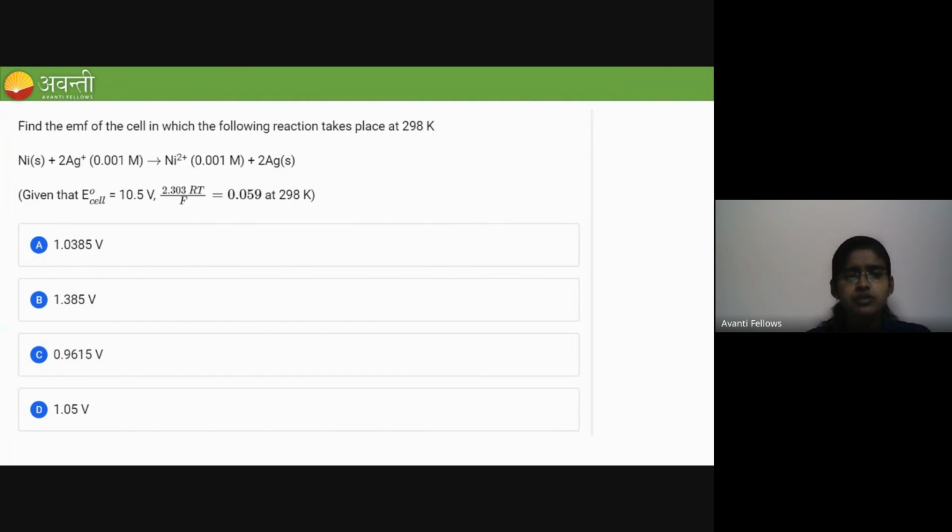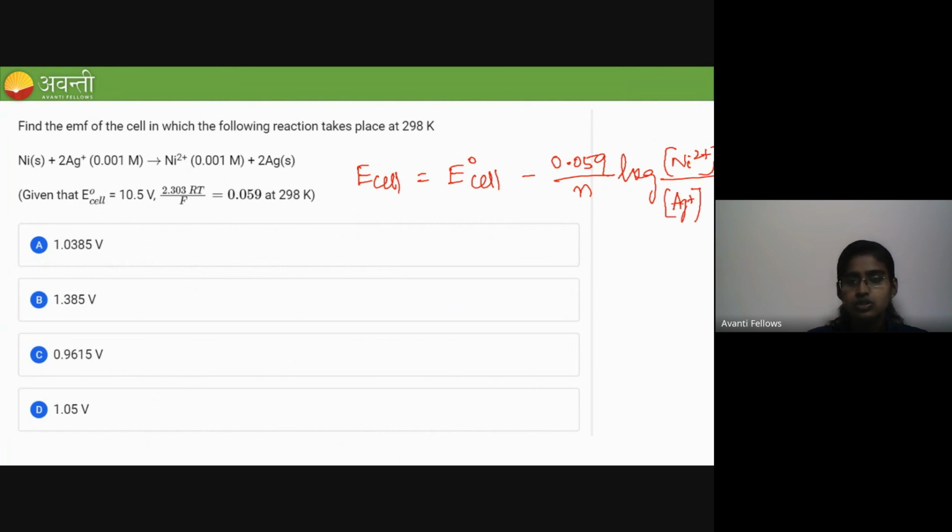Find the EMF of the cell in which the following reaction takes place. So the nickel silver reaction is given. We have to find out E cell. So again we are going to use the Nernst equation in which the E cell is equal to E naught cell minus 0.059 divided by N into log of the oxidized ion over the reduced ion. But the stoichiometric coefficient is 2, so put 2 in the power.